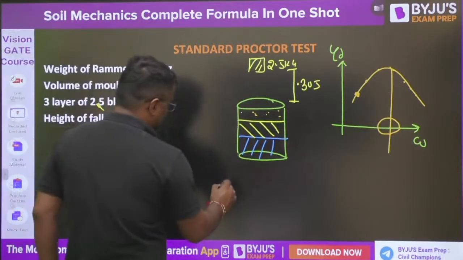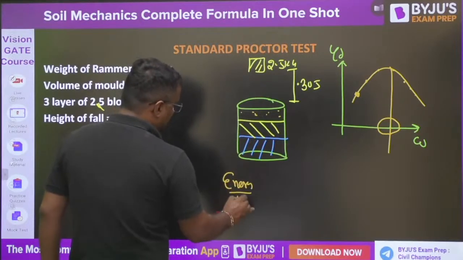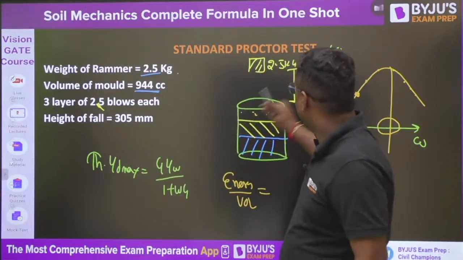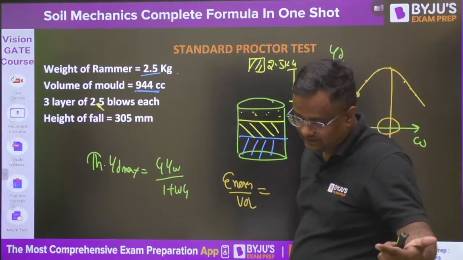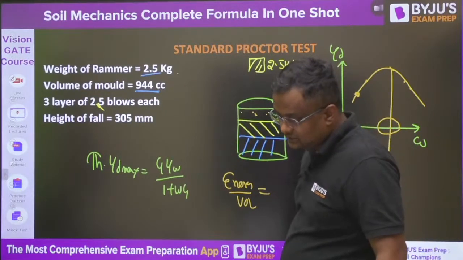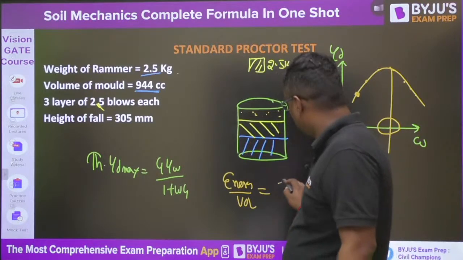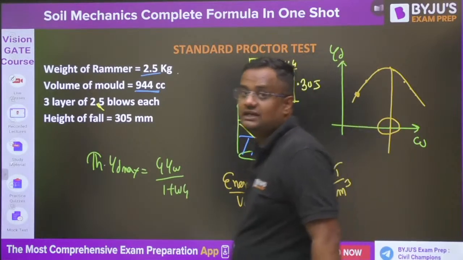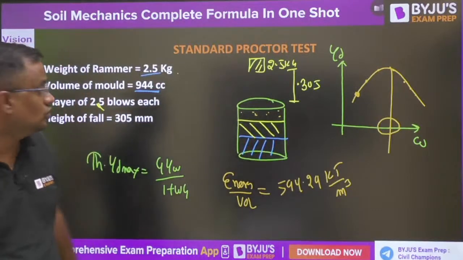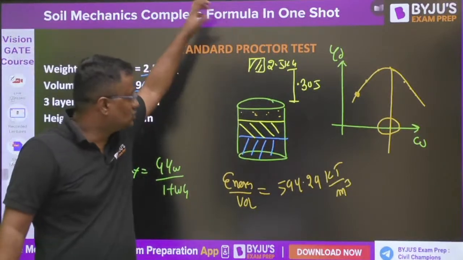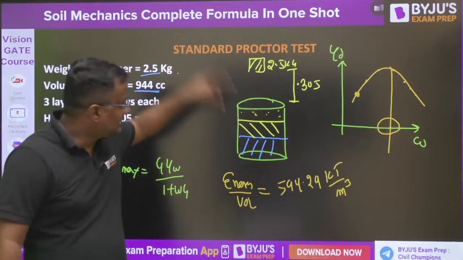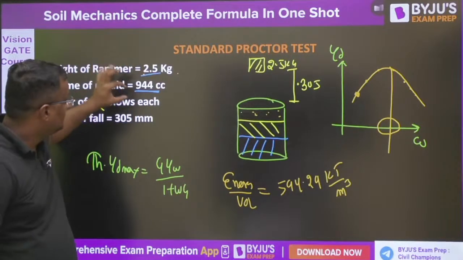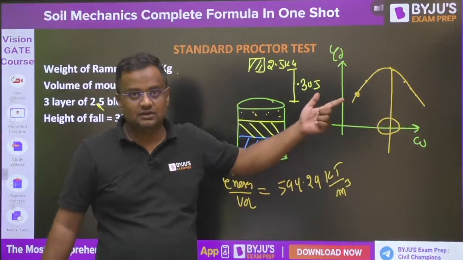Now if we find the energy per unit volume, what is energy? mgh. Mass, g is 9.81, height is this, and how many times? 75, that is 3 into 25, upon volume 944. This value comes to be 594.29 kilojoule per meter cube. What we have done is we have dropped this weight 25 times, then again second layer 25 times. So the energy is mgh: m, g 9.81, into h, into 75 times, divided by volume.